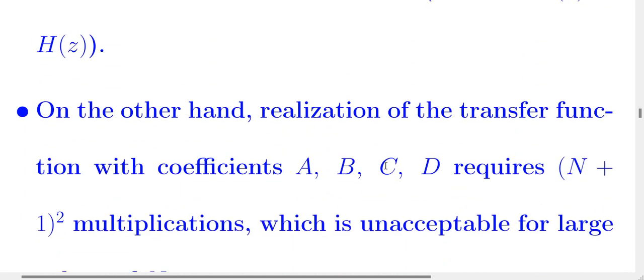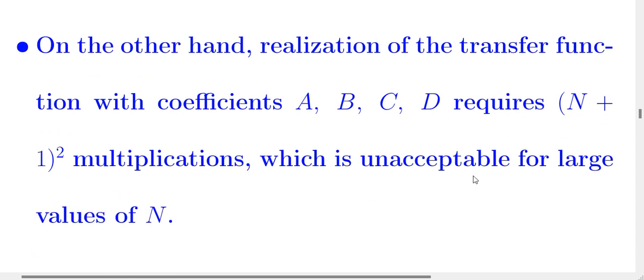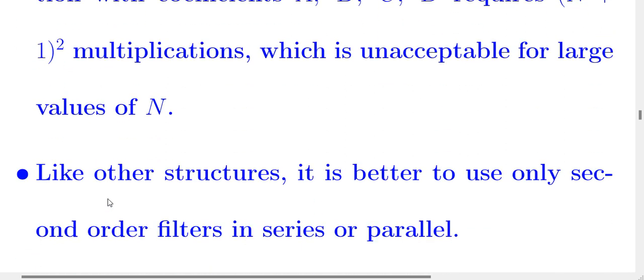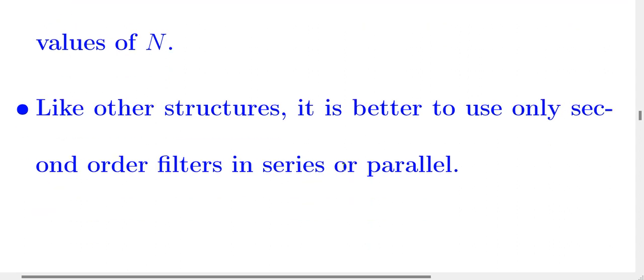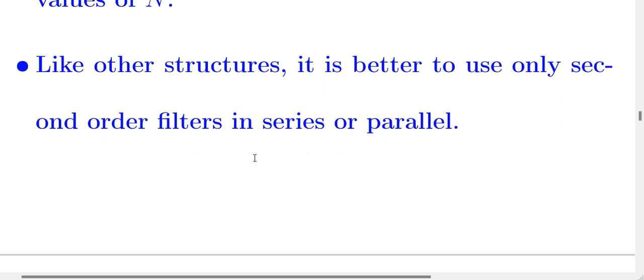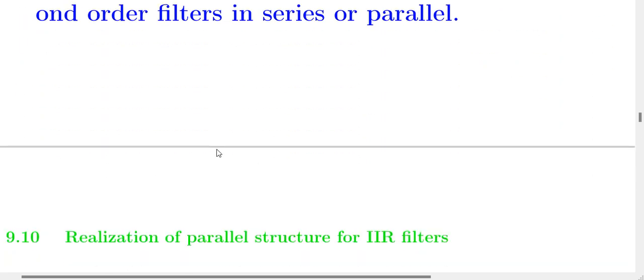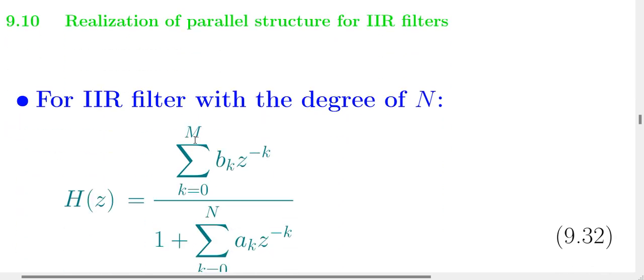On the other hand, realization of the transfer function with coefficients A, B, C, D requires (n plus 1) squared multiplications, which is unacceptable for large values of n. Like other structures, it's better to use only second-order filters in cascade or series or parallel structure, which will be explained later. Now, realization of parallel structure for IIR filter.